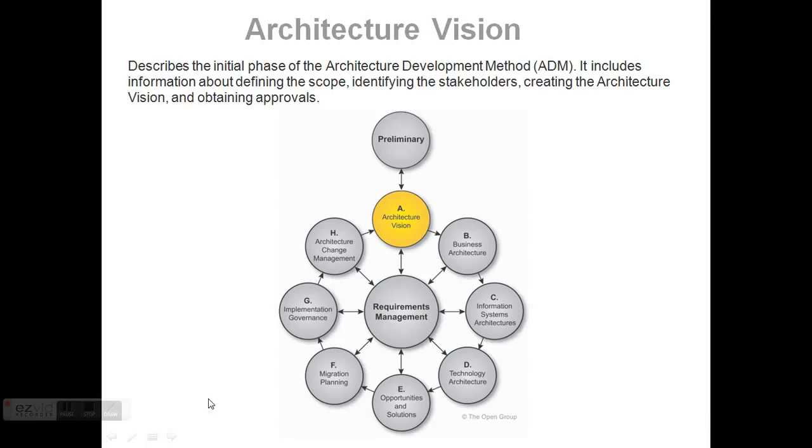Next, after that, we arrive at something called the architecture vision. Here we describe the initial phase of the architecture development method, which is the ADM. It includes information about defining the scope, identifying the stakeholders, creating the architecture vision, and obtaining approval from those stakeholders or the sponsors whom we found in the preliminary phase.